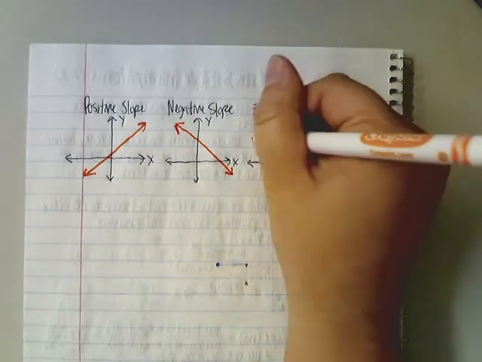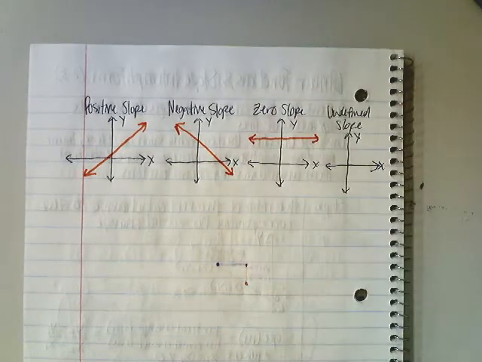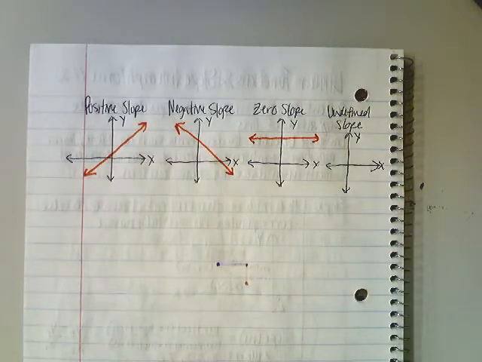Our zero slope means that our change in y is 0. So the y's aren't changing, so it's just going flat. It's a flat line. Again, these are general, they're not any specific slope. So our zero slope is just a flat line.